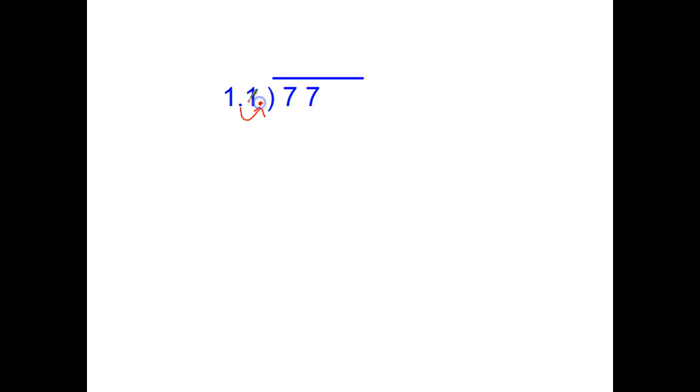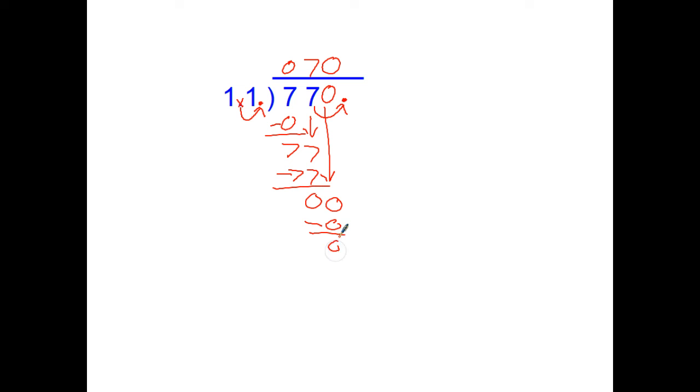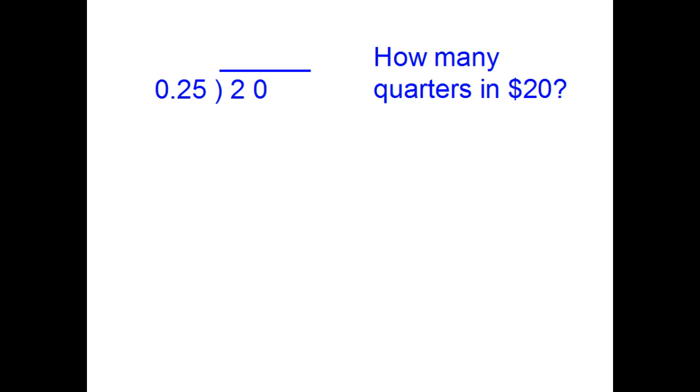Step 1, move that decimal point. Step 2, add the decimal over there, put your 0 in. How many 11s in 7? None. How many 11s in 77? 7 of them. 7 times 11 is 77. Don't forget, I got to get that 0 down there. How many 11s in 0 is 0. And my decimal point really goes there, so my answer just equals 70. This problem would be like trying to find out how many quarters in $20.